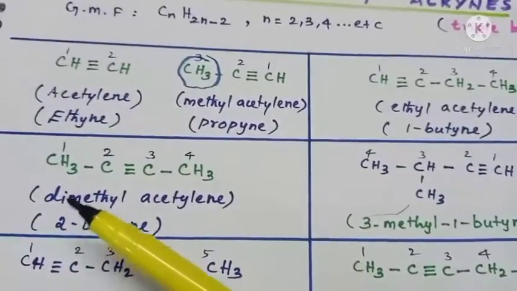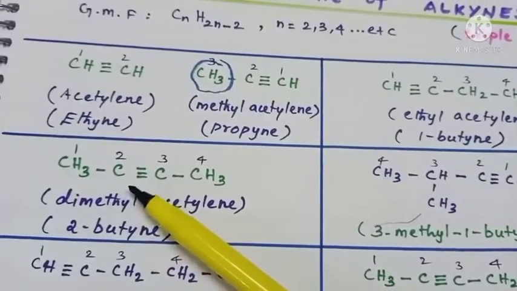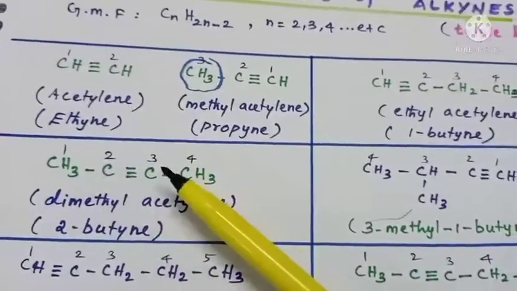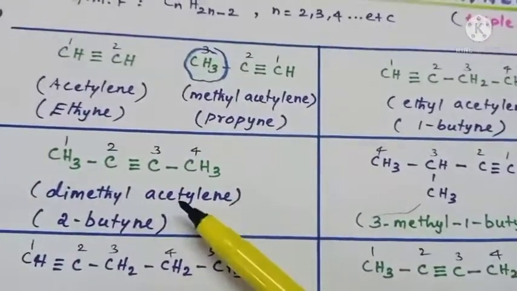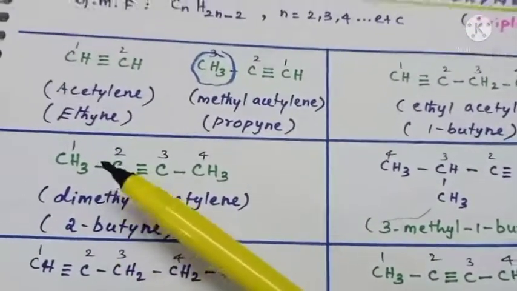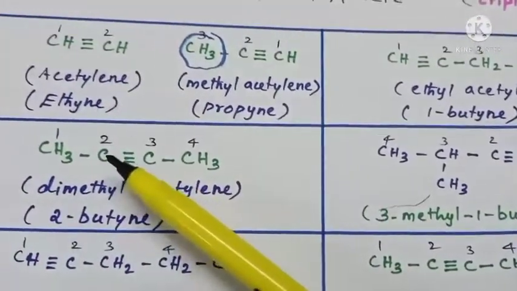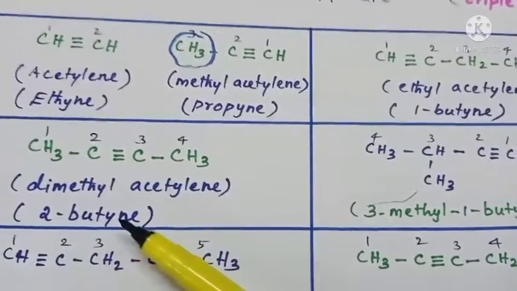Now, this C triple bond C is the acetylene portion. On either side you have a methyl group, so it is called dimethyl acetylene, the common name. Then the IUPAC name: total carbons 4, so butyne. The triple bond is next to the second carbon, so that's called 2-butyne.